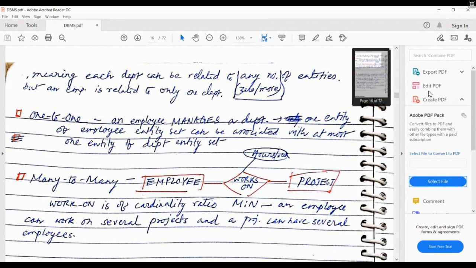One employee works for different projects, and also one project has a number of employees. So here the cardinality ratio is m is to n. An employee can work for several projects, and a project can have several employees. So for the works on relationship, the cardinality ratio is many to many, m is to n.